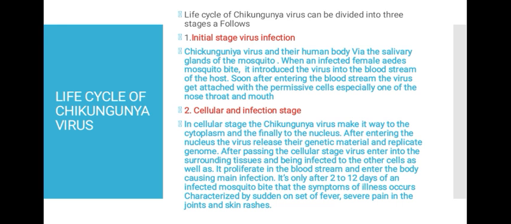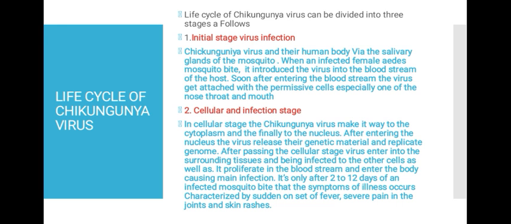When an infected female Aedes mosquito bites, it introduces the virus into the bloodstream of the host. Soon after entering the bloodstream, the virus attaches to permissive cells, especially those of the nose, throat, and mouth. Cellular and infection stage. In the cellular stage, the chikungunya virus makes its way to the cytoplasm and finally to the nucleus. After entering the nucleus, the virus releases its genetic material and replicates the genome.